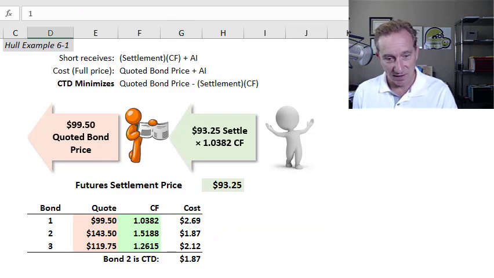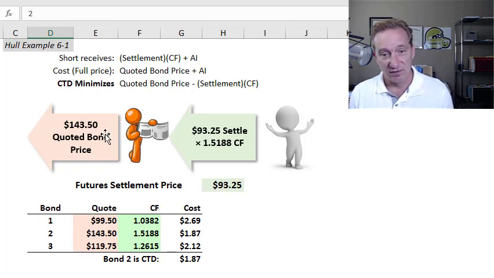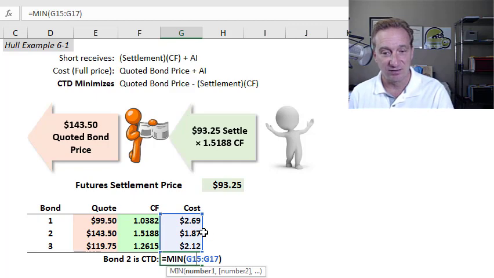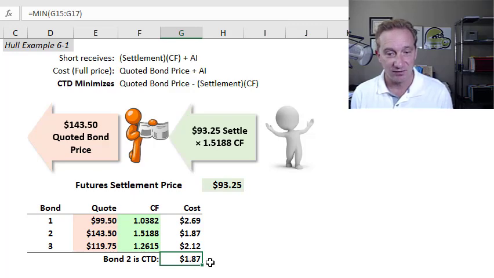Now if I have this dynamically set up, and I go to the second bond, it has a quoted price of $143.50, and so the short position will pay a much higher price to obtain that bond. But they will receive, in this case, the settlement price times, appropriately, a much higher conversion factor, such that the net cost in that case is only $1.87. I won't do the third example because it's higher. But you can see the cheapest to deliver is simply which of those three bonds in delivery has the lowest net cost. It's bond two at $1.87.